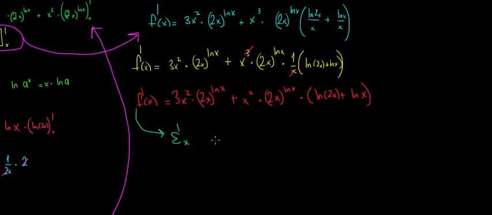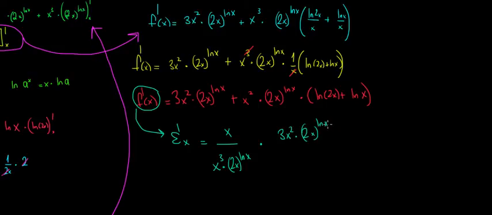So if we substitute this into the partial elasticity with x, that's going to be x divided by the original function, and the original function was x to the power of 3 times 2x to the power ln x, and now we can use the derivative that we just found, and that's 3x squared times 2x to the power ln x plus x to the power of 2 times 2x to the power ln x times, and here we have ln of 2x plus ln of x. Yes, that seems to be right.